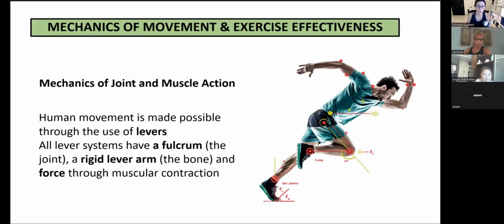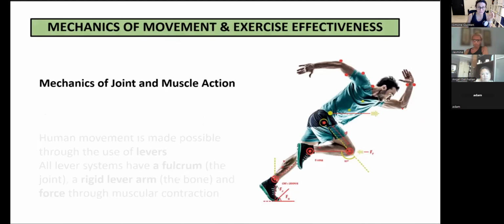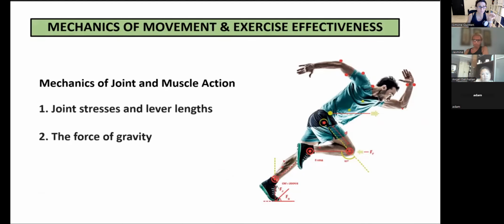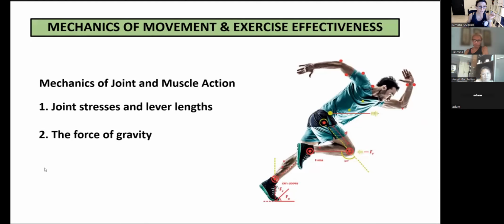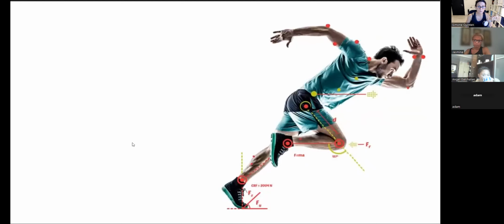And why is this important? This is important later when it comes to regression or progression of an exercise. How can you change the lever in order to make exercises harder or less hard? And also when it comes to injuries, because the joint stresses and lever strength and the force of gravity are considerations when it comes to muscle and joint pain, and also when it comes to making an exercise harder or easier. Okay, so let's have a look first.